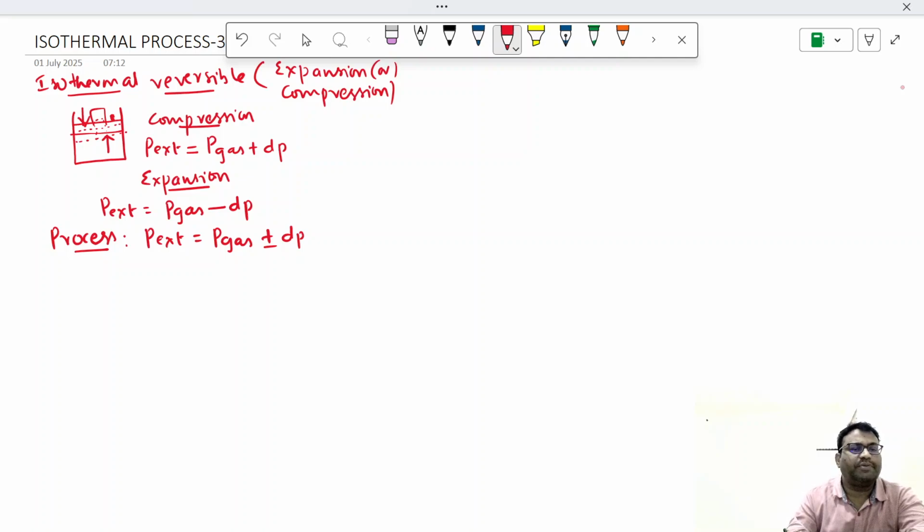Overall, for compression or expansion, we can write that P external is equal to the internal pressure of the gas plus or minus a small, infinitesimal amount of pressure. If you want to calculate the work done for this, so dW, a very small work done for one step, is minus P external into dV.